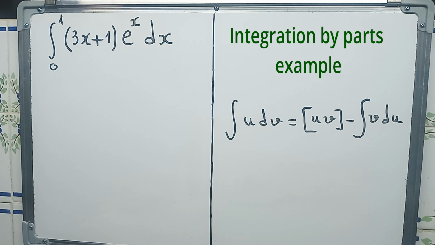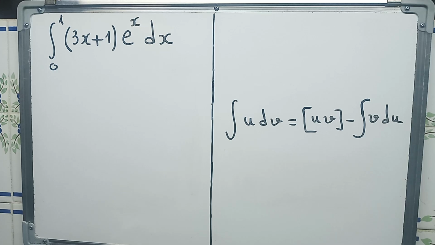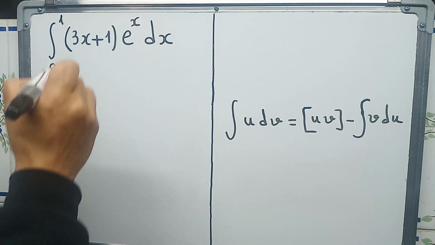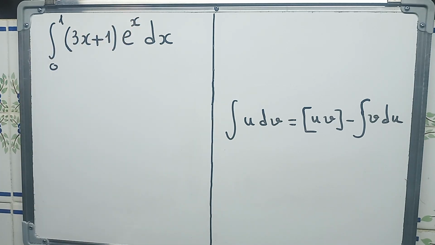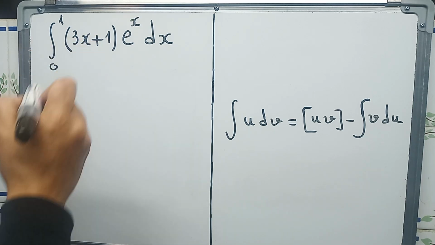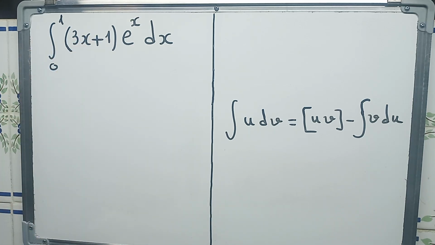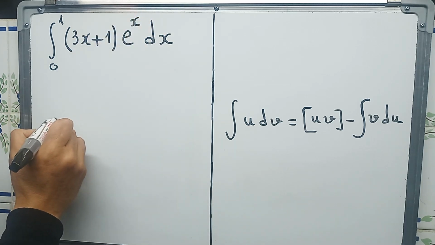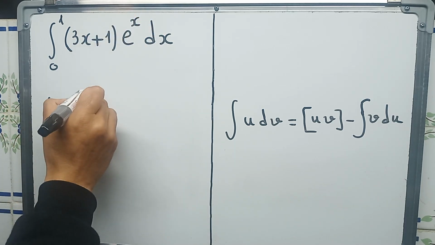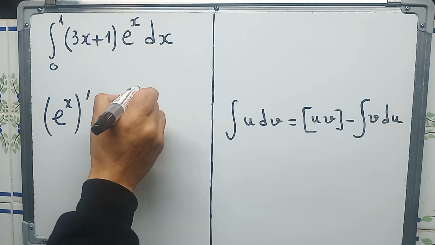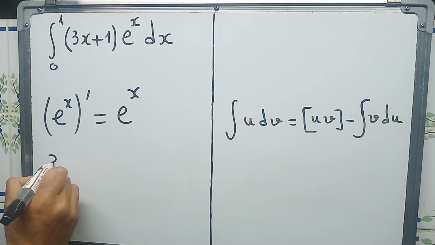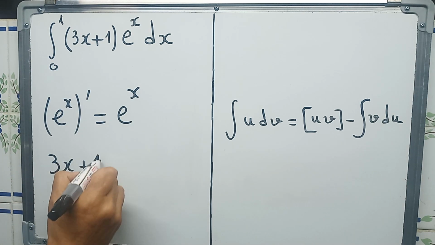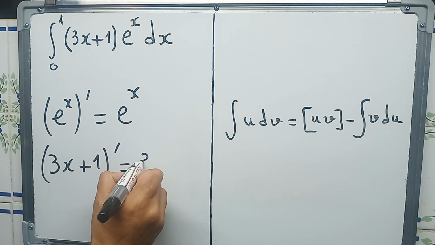In this problem, we will calculate this integral by parts. So the first thing we will do is to know which one of the two functions is u and which one is v. For that, we must know the function that we will differentiate and the other one. So here, we know that exponential x prime is just exponential x, and 3x plus 1 prime is 3.